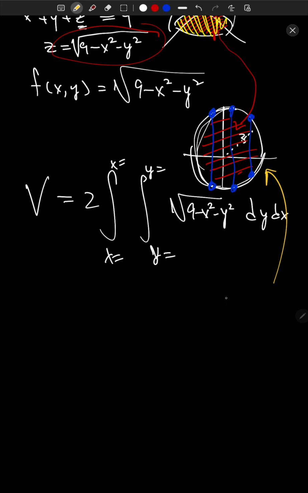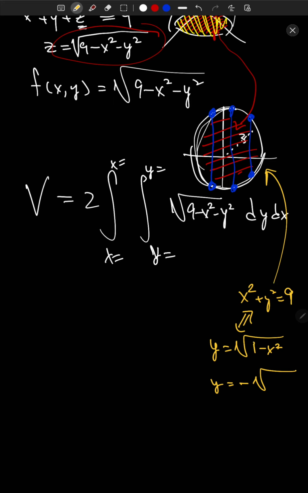So the circle is x squared plus y squared equals 9. I want it in terms of y, because I want y equals something. So I can rewrite that as y equals square root of 9 minus x squared as the upper semicircle, and y equals minus square root of 9 minus x squared as the lower semicircle.